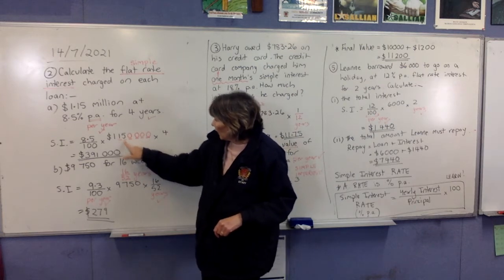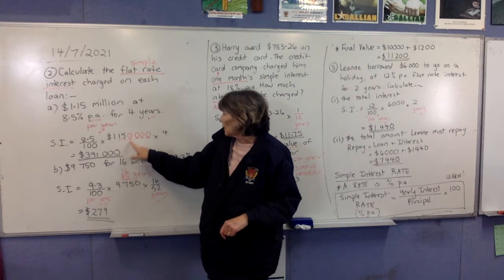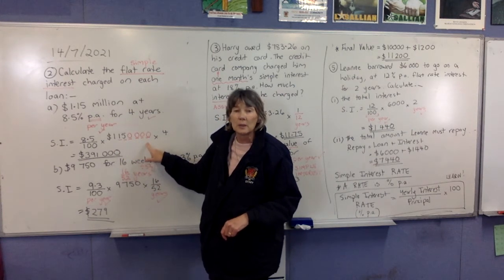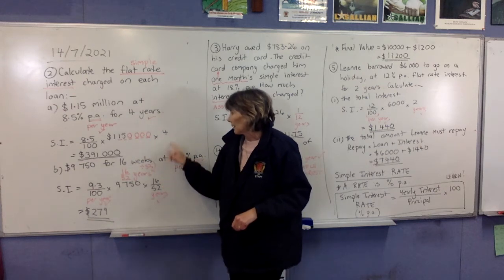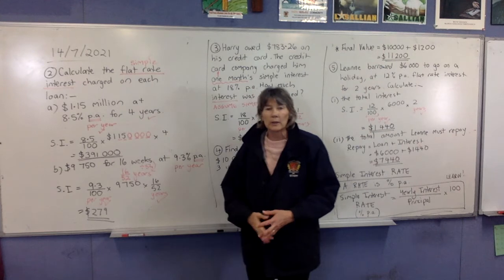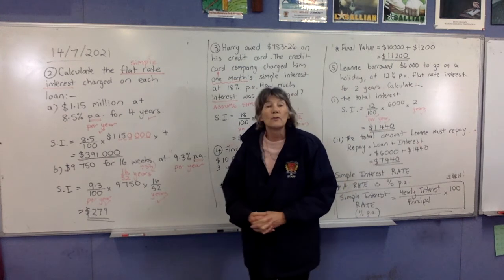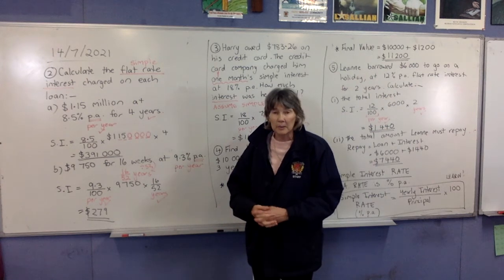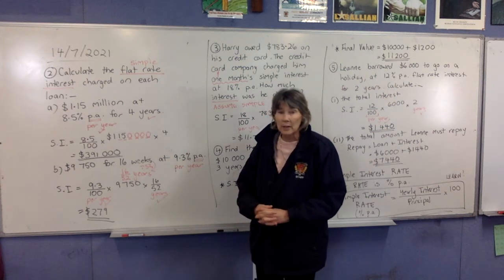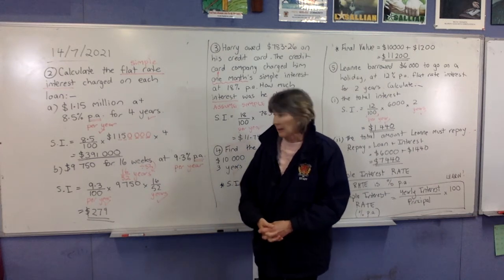Now the 15 occupies the first 2 of those. So the rest of these spaces are filled with zeros. So that's how it will look when you write that number. Put it in the calculator and you end up with $391,000. So if you invested 1.15 million at 8.5% per annum for 4 years, that's how much interest you would earn. A lot of money.